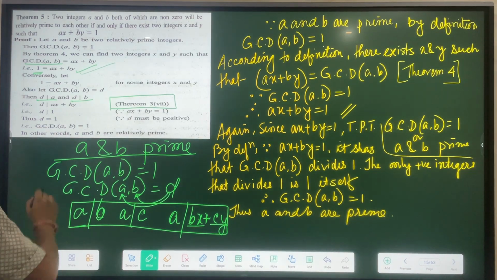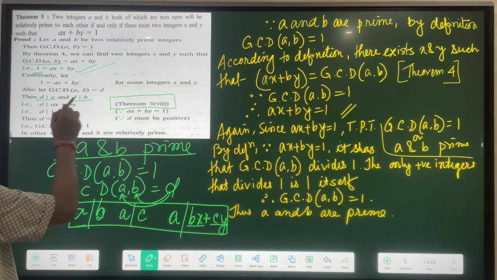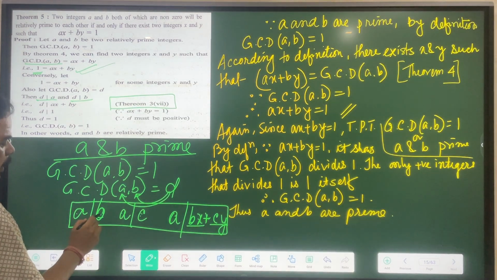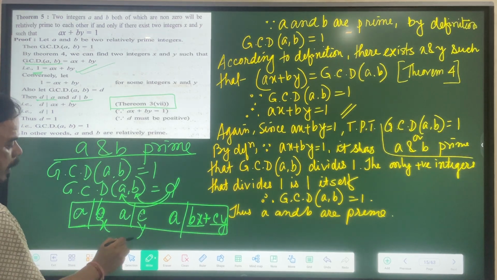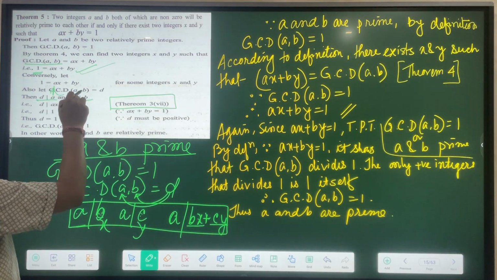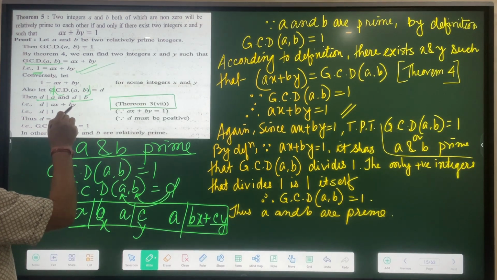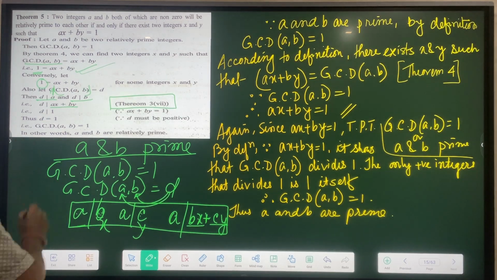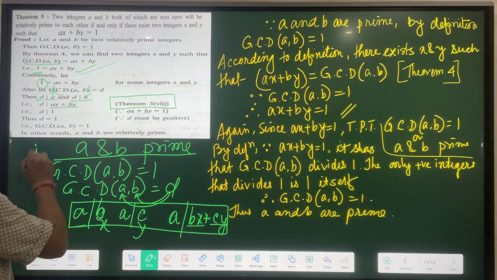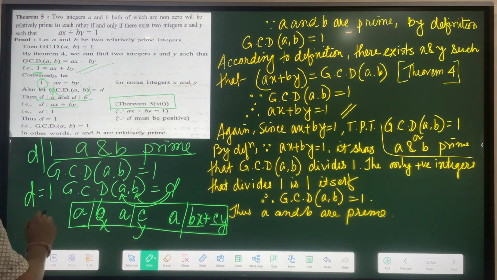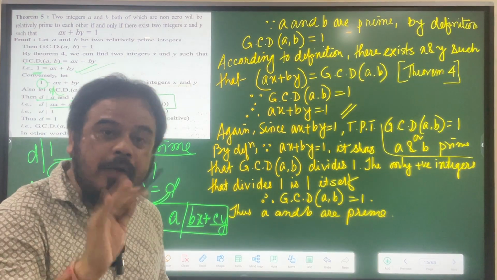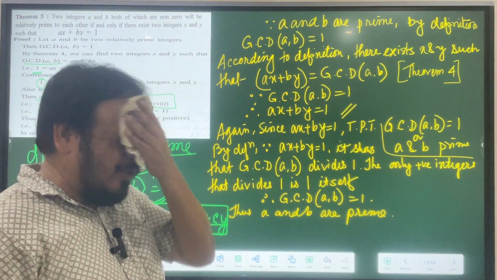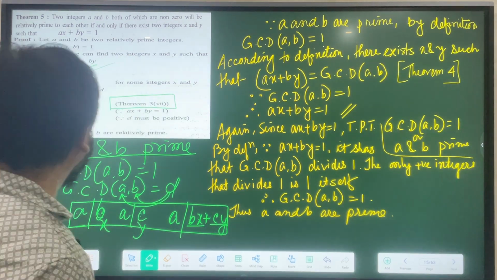So here D divides A, D divides B, so D divides ax plus by. With the first one x comes, with the second one y comes. AX plus by is 1. So D divides 1. If D divides 1, D equals 1. 1 is not divisible by any other number except 1, so D is surely 1.